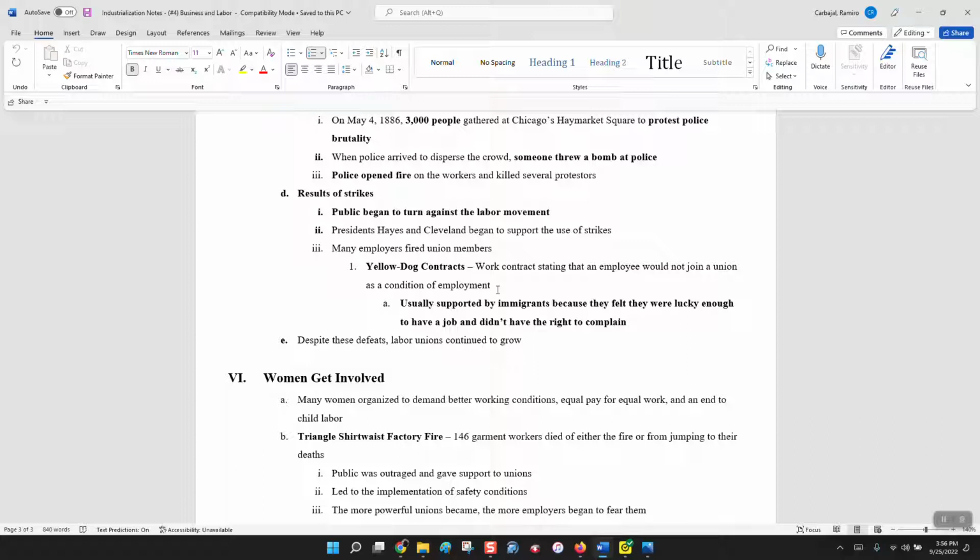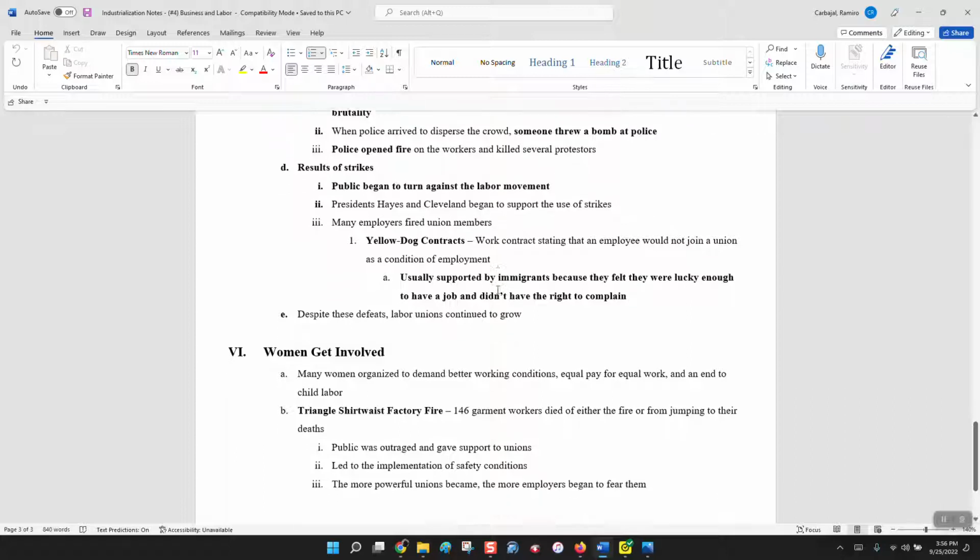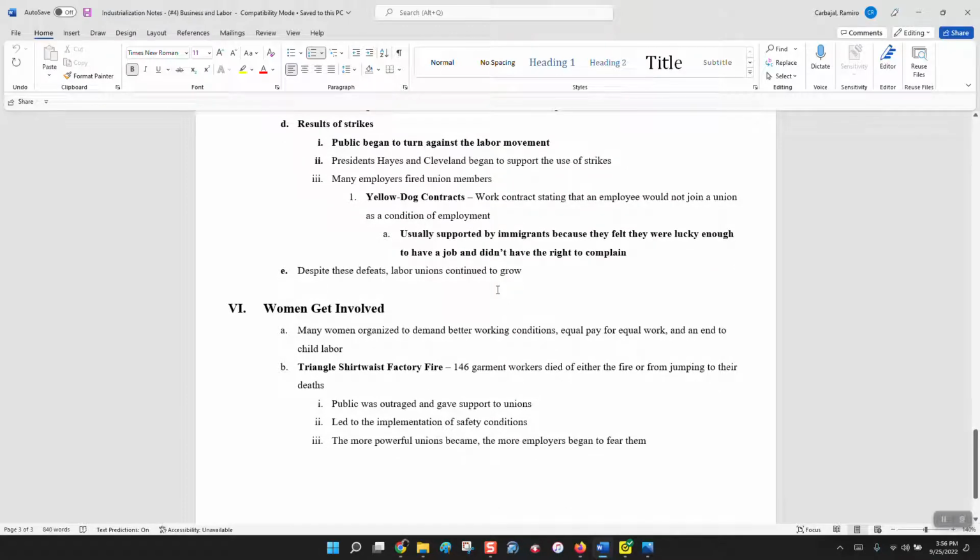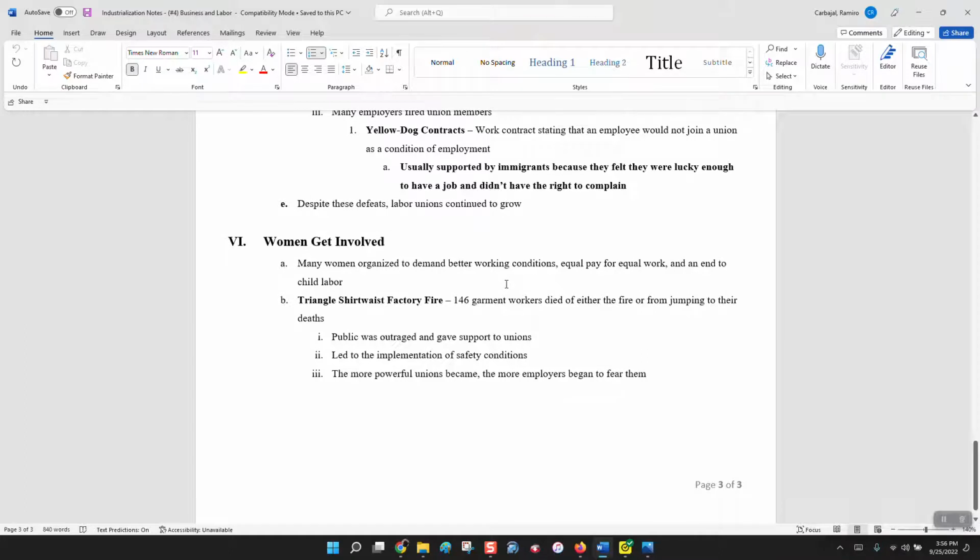The scabs that I talked about, the strike breakers that people hated, they were also oftentimes immigrants. So there's going to be a lot of negative immigrant feelings because of them being scabs or them signing these yellow dog contracts. But overall, despite some defeats, the labor unions continue to grow and improve the conditions of workers.